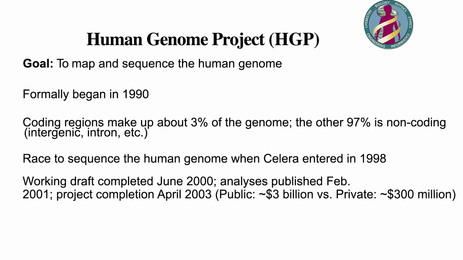The Human Genome Project. The whole idea of the Human Genome Project is to map and sequence the whole genome, to basically classify all the genes in the human genome. This began in 1990, was a huge international effort, and the region of the genome considered important for proteins is only 3% of the genome, and the other 97% is what used to be called junk. I think people call stuff junk when they don't really know what it does, because it's certainly not junk. And there was this race to the human genome.